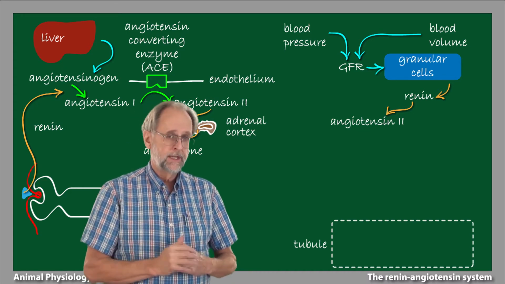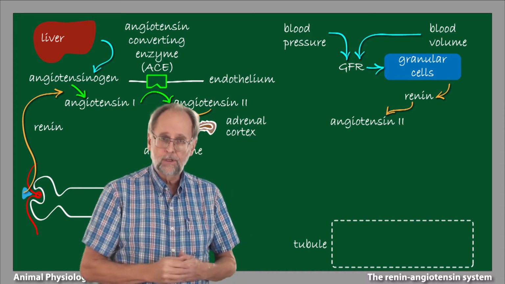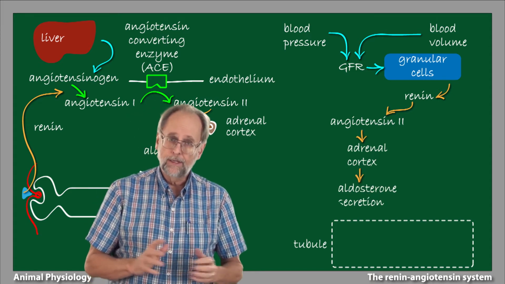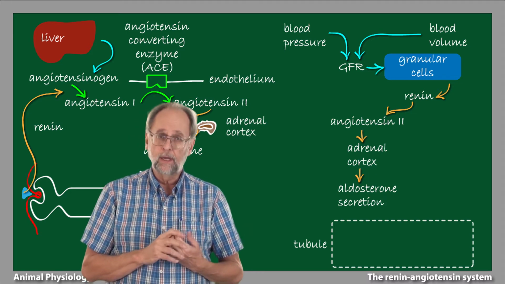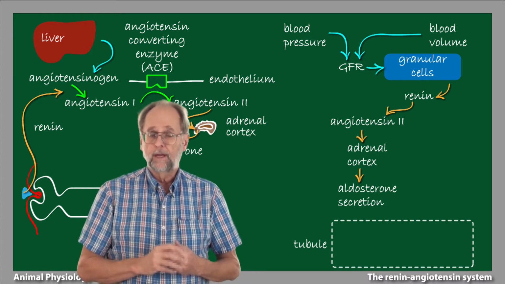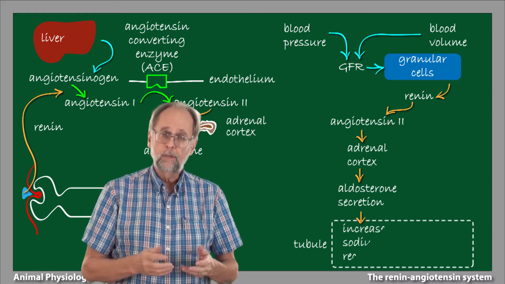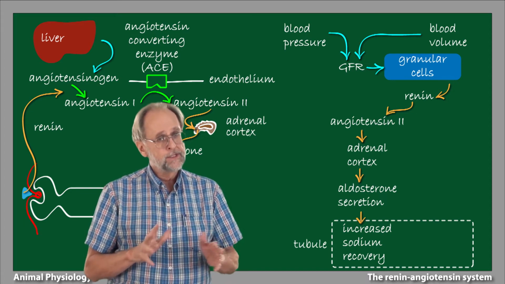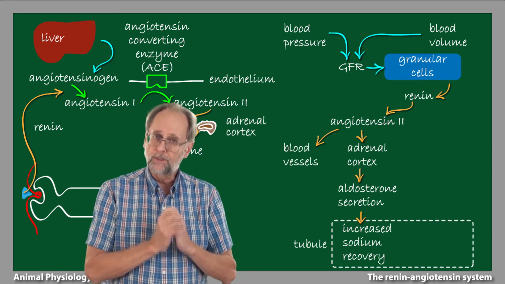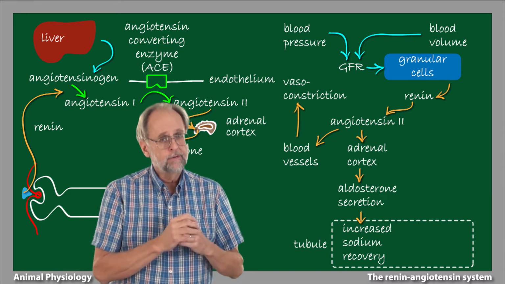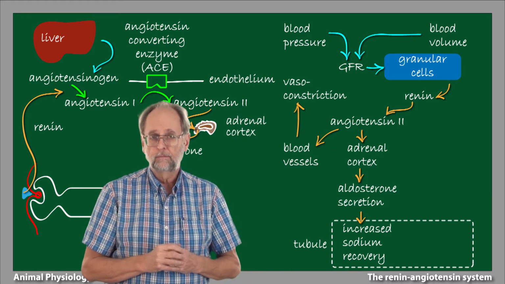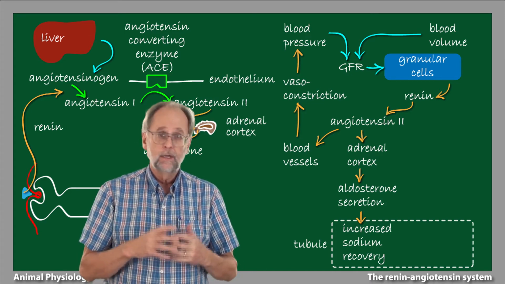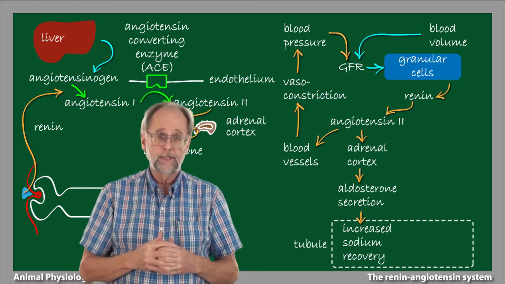The presence of angiotensin-2 in the blood has several consequences, one of which is its action on the adrenal cortex to stimulate aldosterone secretion, as we've already outlined. This increase of aldosterone acts on the tubule to stimulate the recovery of sodium from the filtrate. Angiotensin-2 also acts directly on the blood vessels, constricting them. That's the meaning of the word angiotensin, after all. This has the effect of increasing blood pressure independently of the kidneys, which now boosts the glomerular filtration rate.